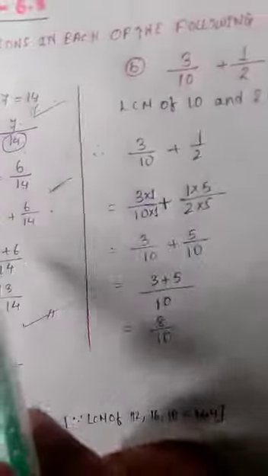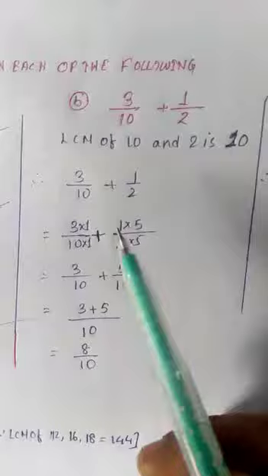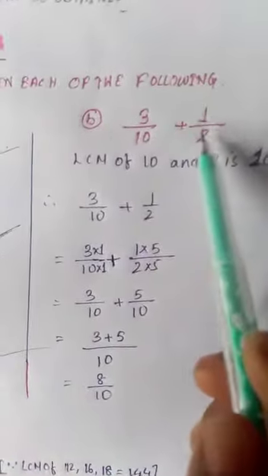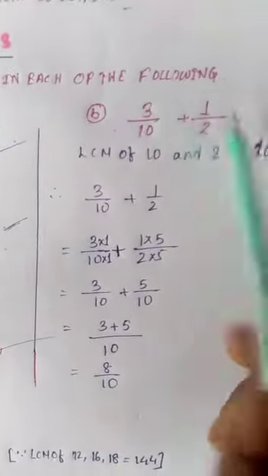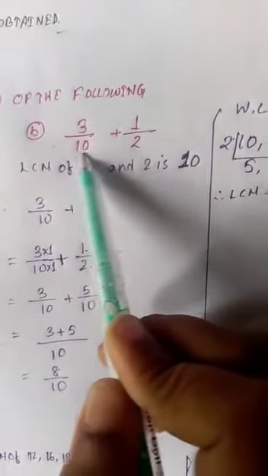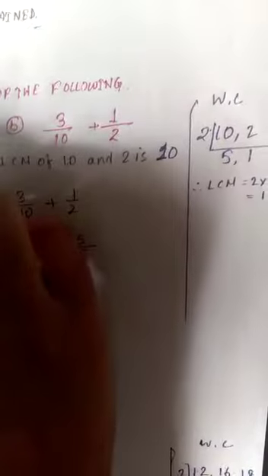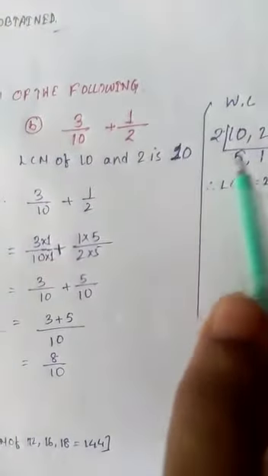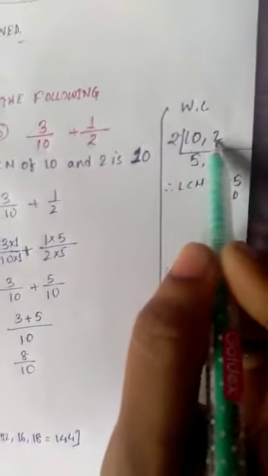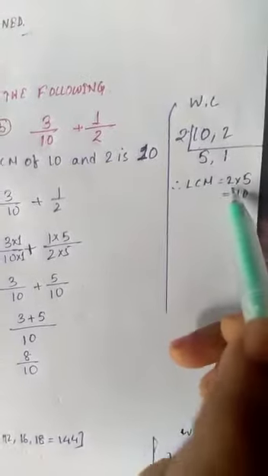Okay, now let's move to our next question, question number B. Students, here you can see 3 by 10 plus 1 by 2. We have to add these two. Both are unlike fractions, as you can see, the denominator is 10 in one and 2 in the other. So according to the steps, we have to find their LCM. At first we find the LCM; as a working column I have shown 10 and 2. 2 fives are 10, and 2 ones are 2. That means the LCM will be 2 into 5, which is 10.